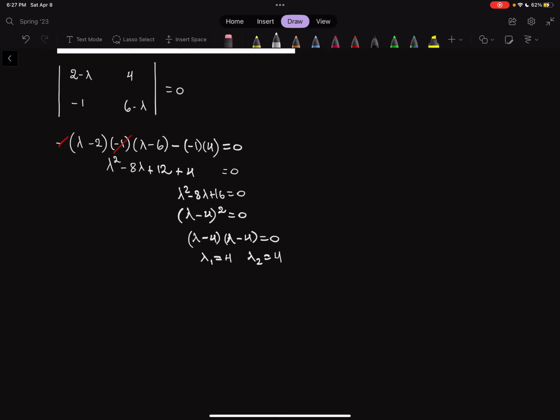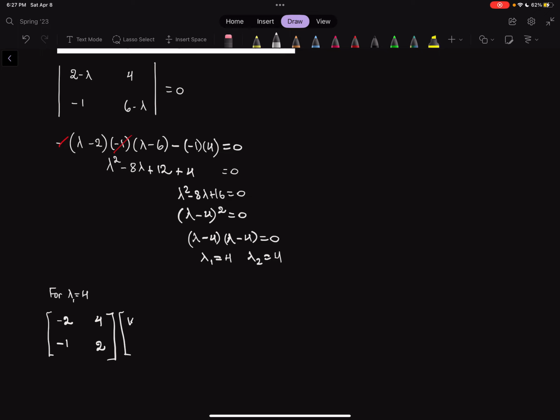So once we do that, we can find the first vector easily. For lambda equals 4, what we can do is plug that lambda back in. So 2 minus 4, that's negative 2. 4, negative 1. 6 minus 4, that's 2. Okay. Can we get from this to this by multiplying by a single scalar? Well, if I divide by 2, yep, that works because negative 2 divided by 2 is negative 1, and 4 divided by 2 is indeed 2.